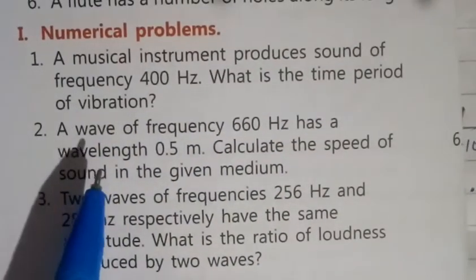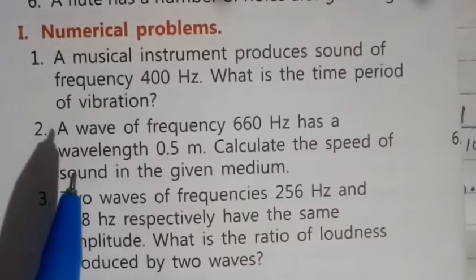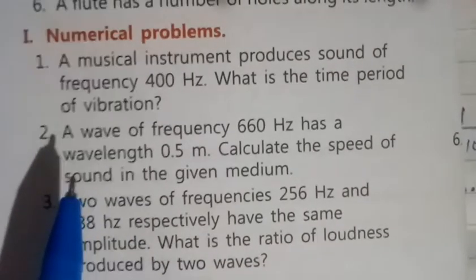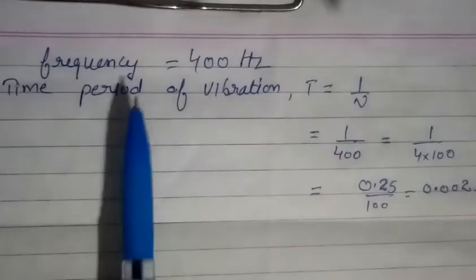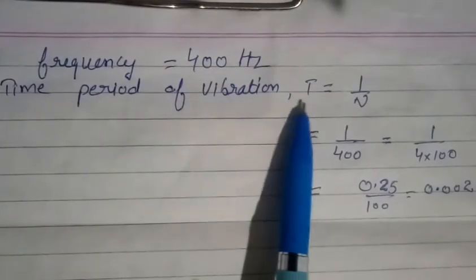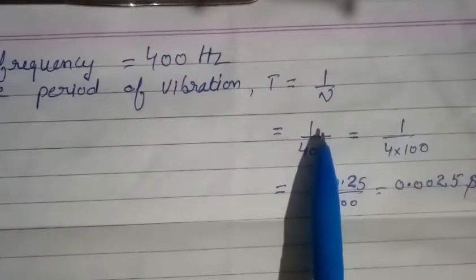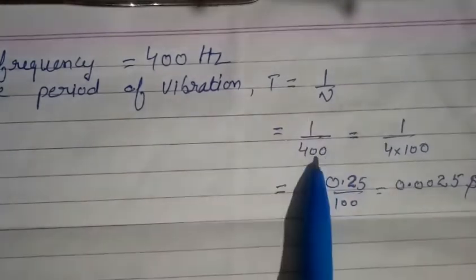As we know, the time period is always the reciprocal of the frequency of sound. So frequency 400 Hz is given, and the time period of vibration T equals 1 by n, that is the reciprocal of the frequency. So they are giving the frequency 400, so 1 over 400.